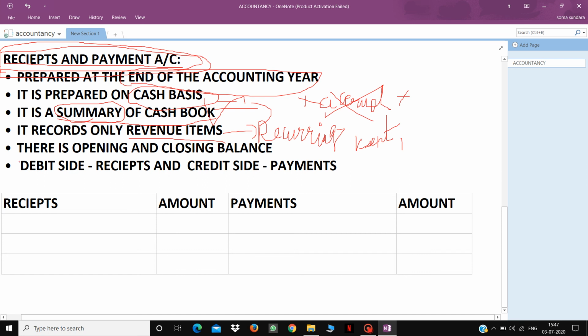So the next point is there is opening and closing balance. This you all know, opening either cash in hand or cash at bank will be given, or both cash in hand and cash at bank will be given. Then the format is debit side receipts, credit side payments. So this is the debit side, and this is the credit side. In the debit side you will be recording all the receipts items, and in the credit side you will be recording all the payments items.